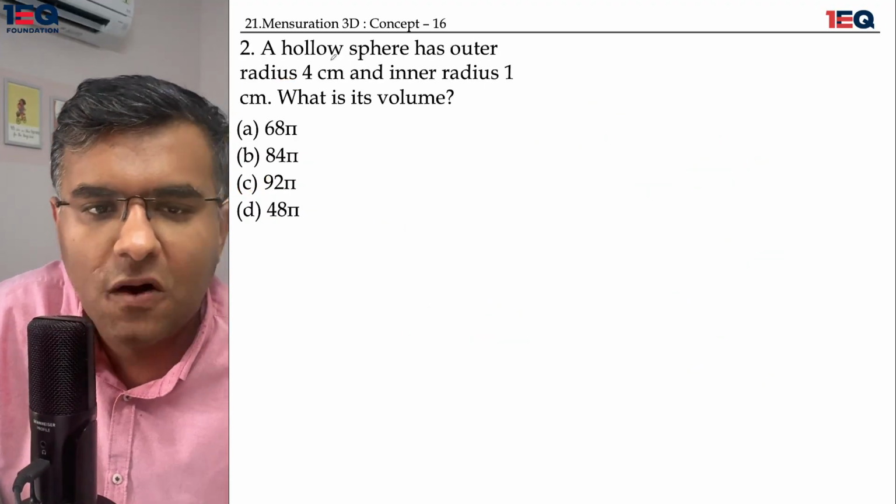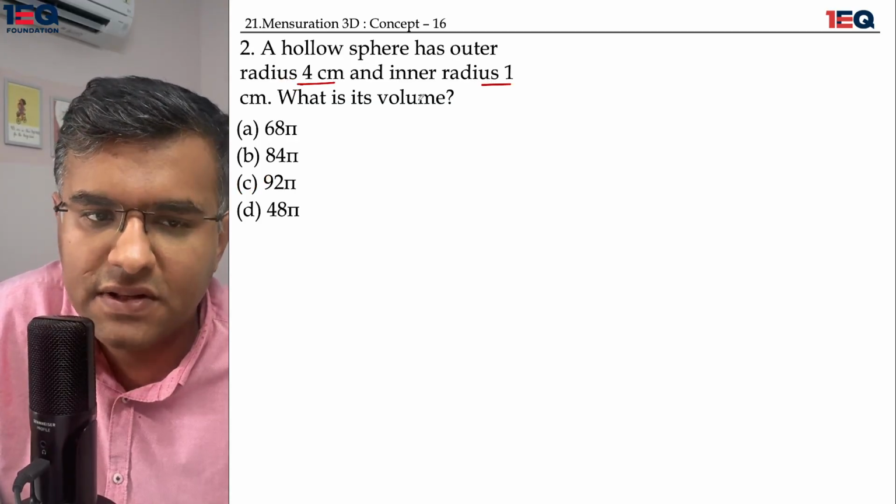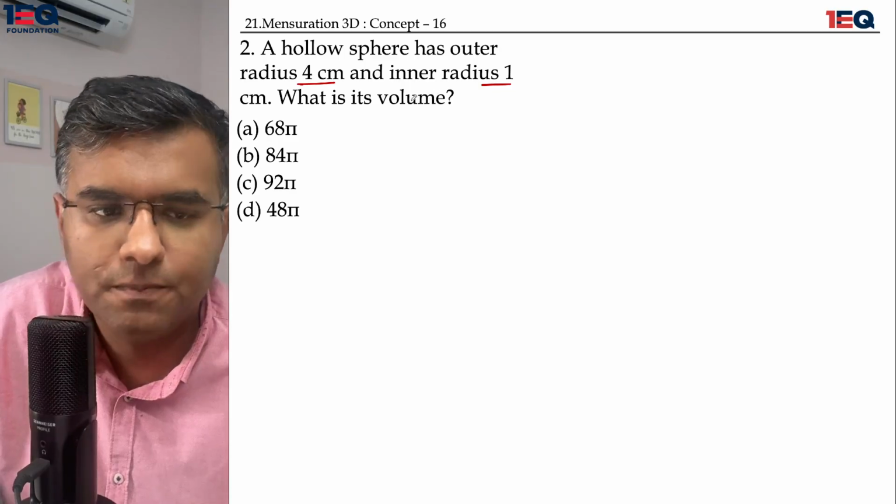Okay. A hollow sphere has an outer radius of 4 centimeters and an inner radius of 1 centimeter. What is its volume?